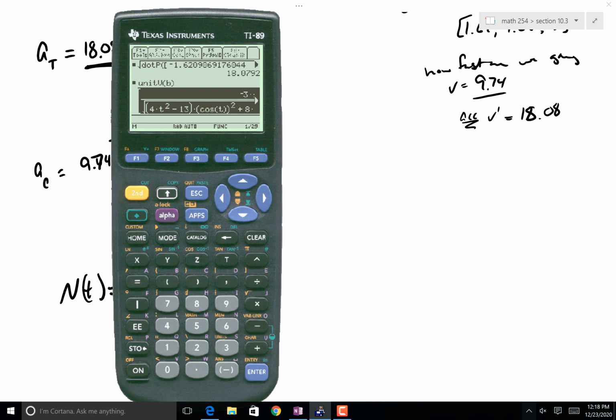Okay. So this is the unit vector T right there. So I need to find the derivative of it. So what I'm going to do is take the derivative of this thing with respect to t. I'm not even going to pay attention to what the answer is. I just don't care. Well, I do, but I don't.